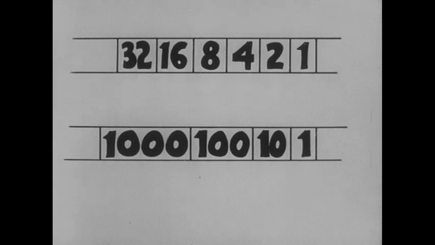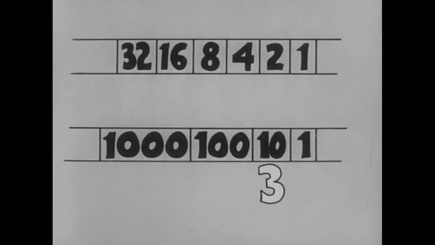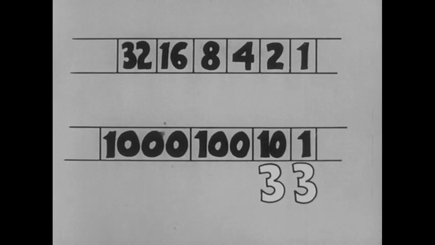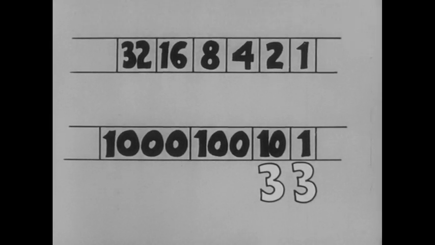In the binary system, each place means an increase by twice as much rather than 10 times as much as in the more familiar decimal system. In the decimal system, we would write the number 33 with a 3 in the tens position and a 3 in the units or ones position.